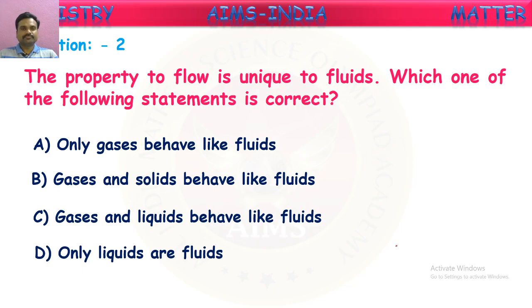Which can flow? Yes, the state of matter in which particles have loose packing between them can flow. They can slide their particles over one another and hence they can flow. In which states are particles loosely packed? In liquids and gases. In these two states, matter can flow. But in the liquid state, matter can flow only from higher to lower altitudes, while in the gaseous state, matter can flow in all directions. So, what is the correct answer here?